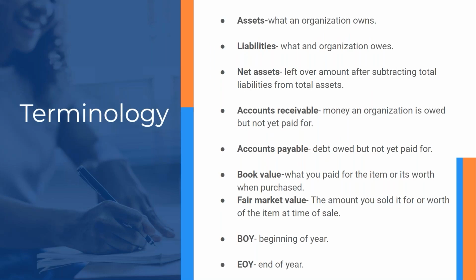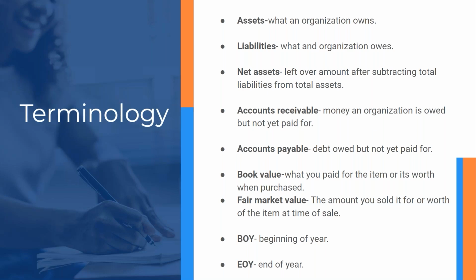Assets are what an organization owns. Liabilities are what the organization owes. And net assets are what's left over after subtracting the total liabilities from the total assets. Accounts receivable is money an organization is owed but has not yet been paid for. And accounts payable is debt owed but has not yet been paid.